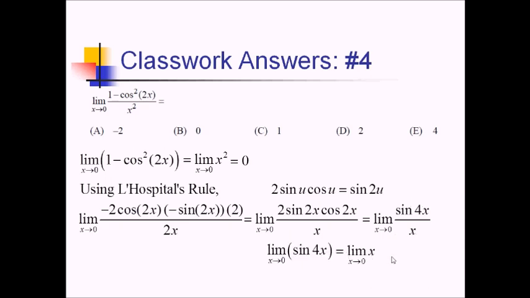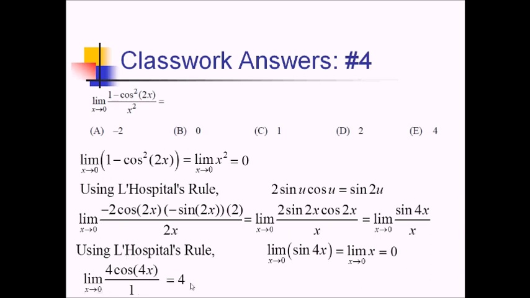Both of those are going to be 0. That means I can again use L'Hopital's rule. So numerator derivative, that's going to be cosine of 4x times 4. Denominator is going to be 1, all as x approaches 0 for the limit. So plug in 0 one more time. Cosine of 0 is 1, so we have 4 times 1 over 1, which comes out to 4. That gives us choice E.